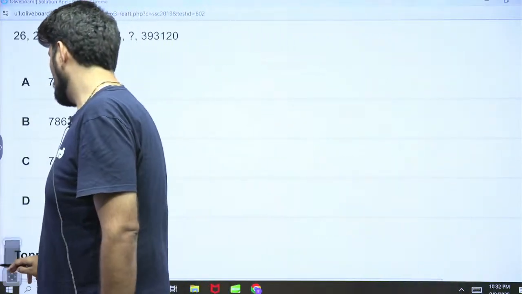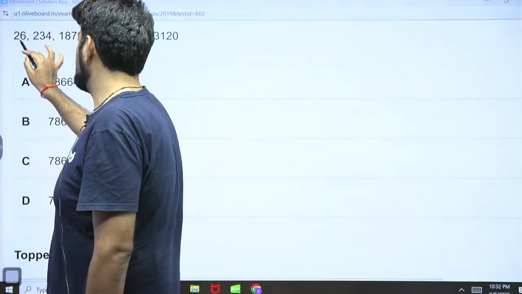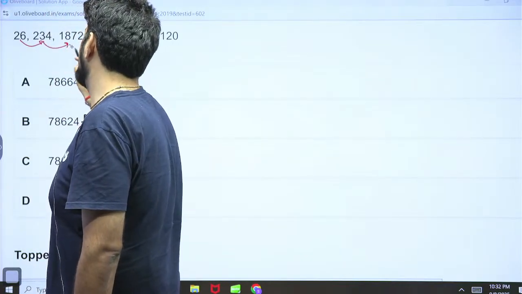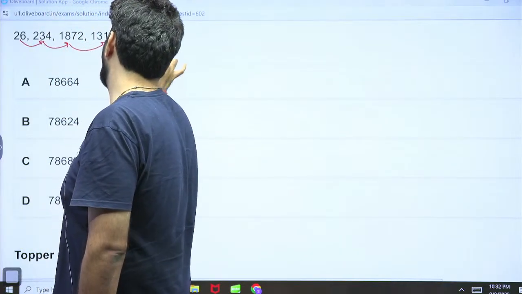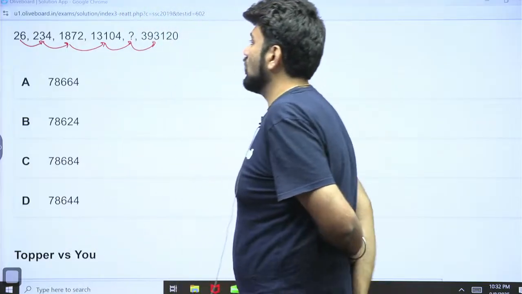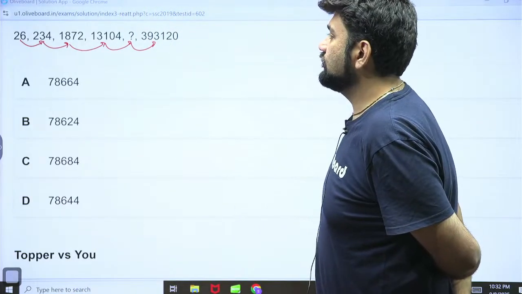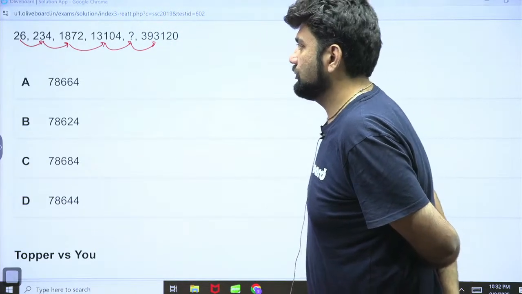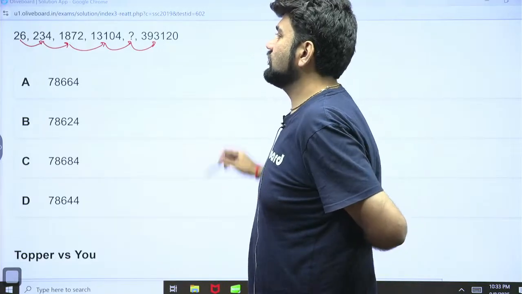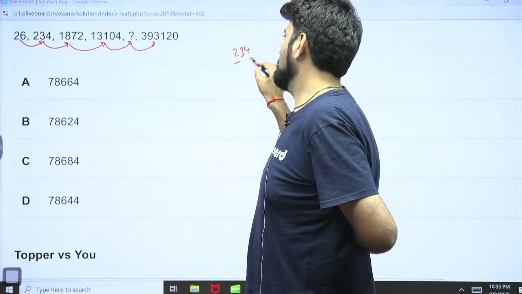See, what you can observe here is that the numbers are being increased constantly and the increment is not very small. So something is being multiplied definitely, for sure. Okay. If I just divide 234 and 26, what do I get?